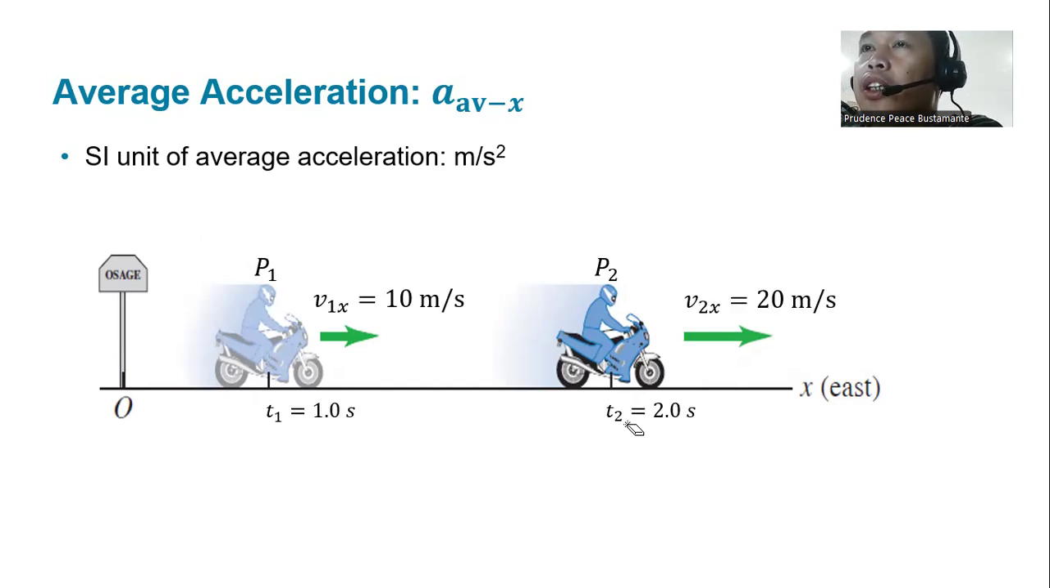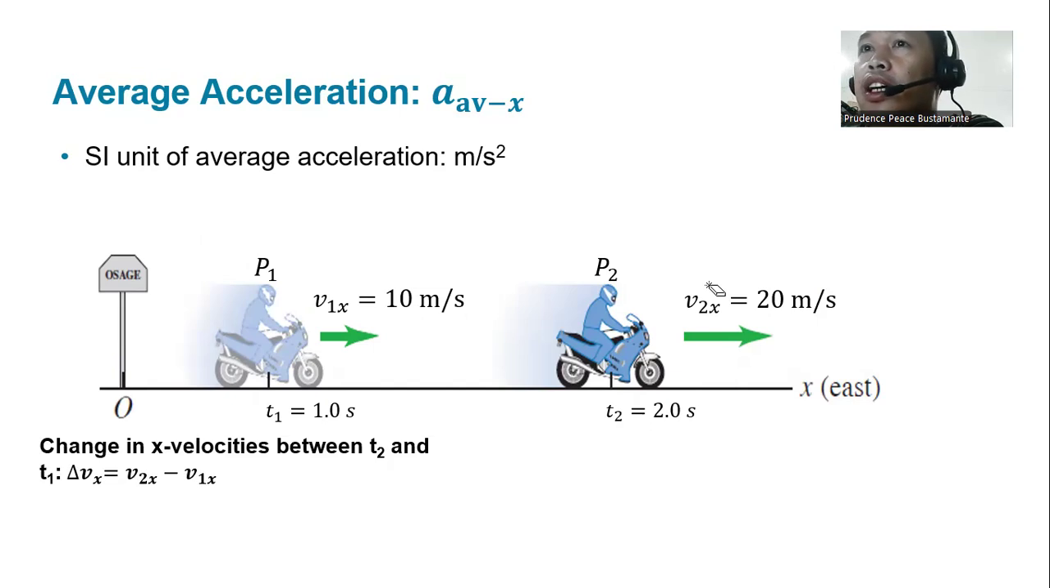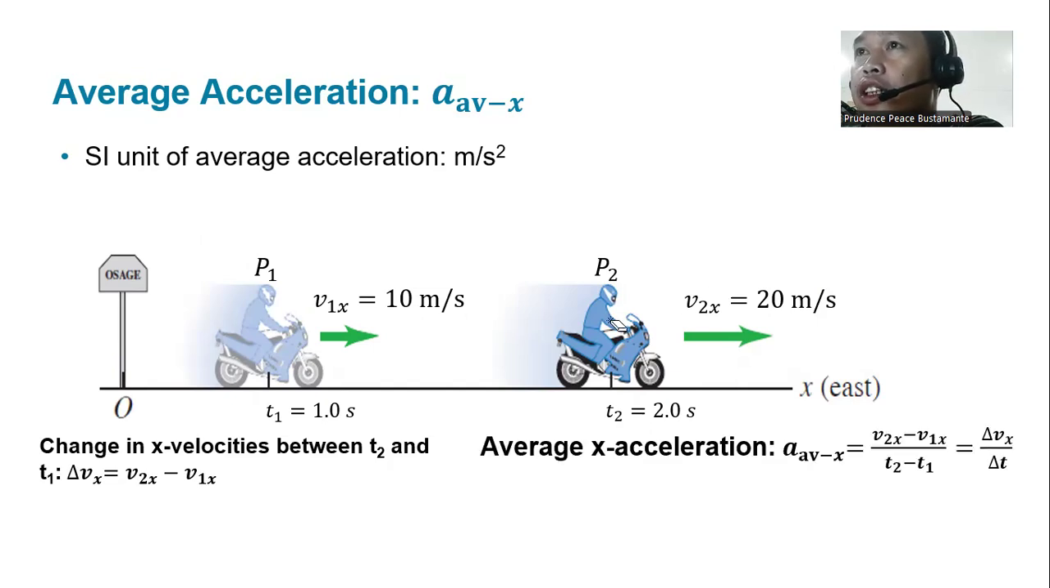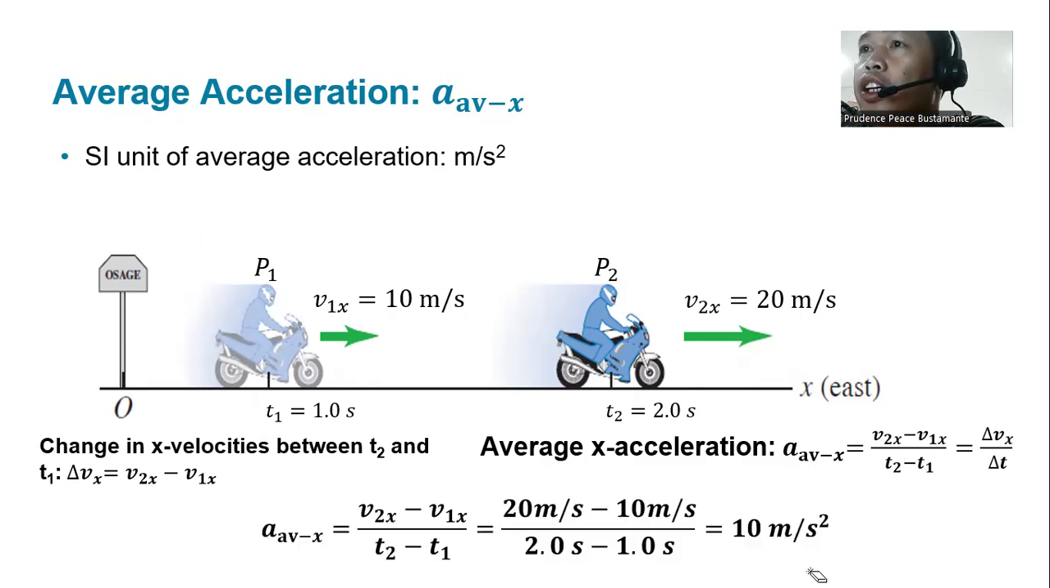Say for example here at time t1 you have 10 meters per second. At time t2, 2.0 seconds, you have 20 meters per second. Then you can calculate your average acceleration between this interval as the final velocity minus the initial velocity over t2 minus t1, which is 20 minus 10, which is 10, over 2.0 minus 1, so we have 10 meters per second squared. The SI unit for the average acceleration is meters per second squared.